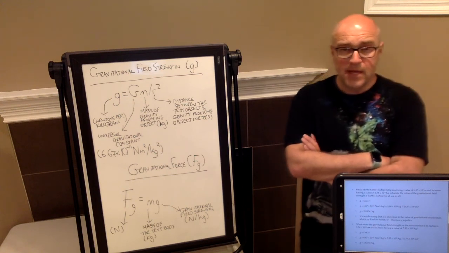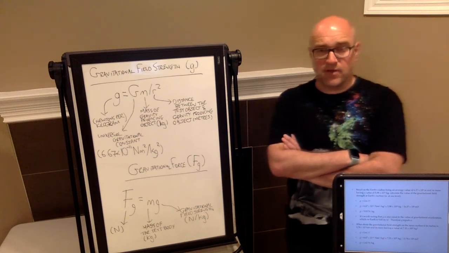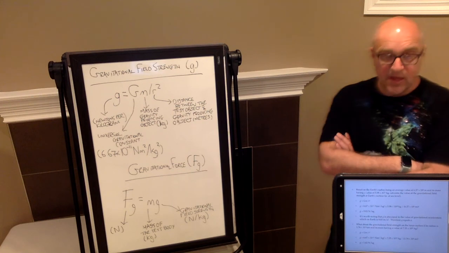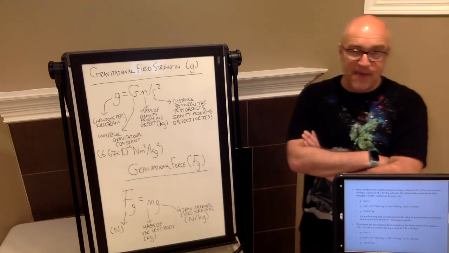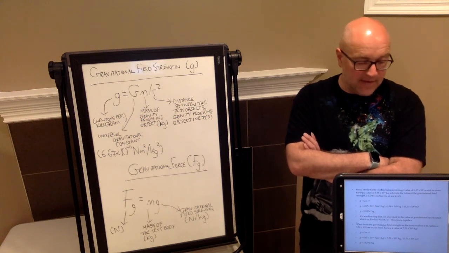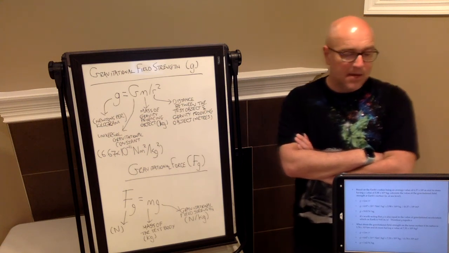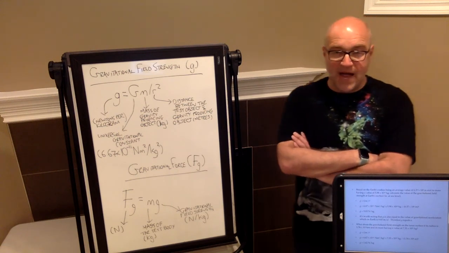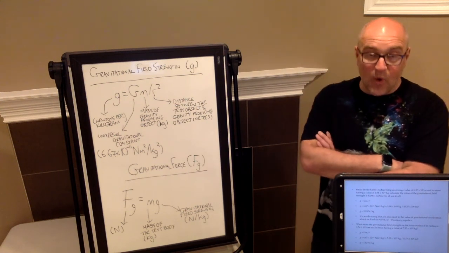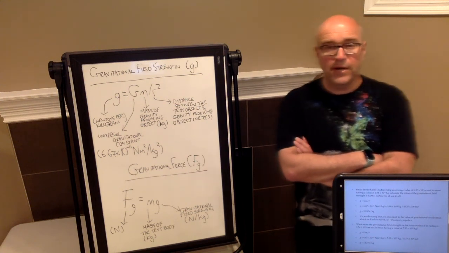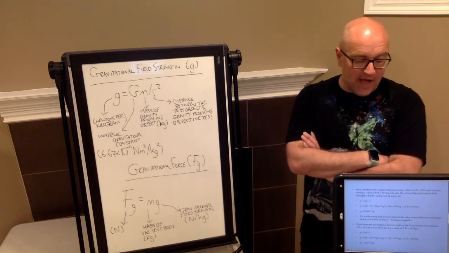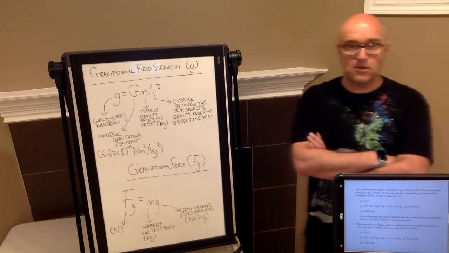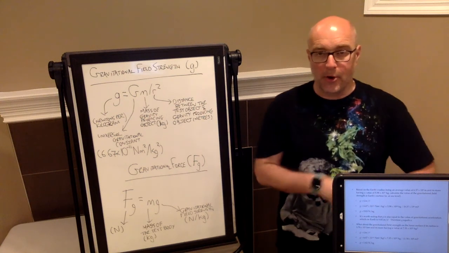Here's the answer. Capital G, as always, is going to be 6.67 times 10 to the negative 11th newtons meters squared divided by kilograms squared, times that by the mass of the moon, which is going to be 7.35 times 10 to the 22nd kilograms. Multiply those two together, and then divide that by the square of 1.74 times 10 to the 6 meters. That should give you a value of 1.62 newtons per kilogram.